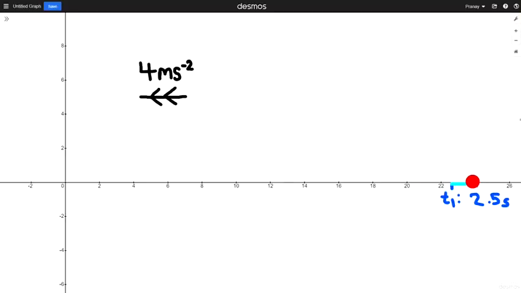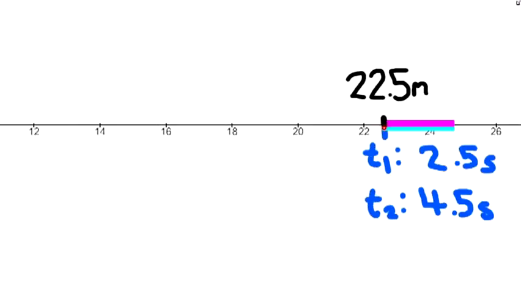So for part B, we want to find the distance travelled between t1 and t2. Or in other words, the length of that cyan line and the length of that magenta line. Now there's two ways we can calculate that.